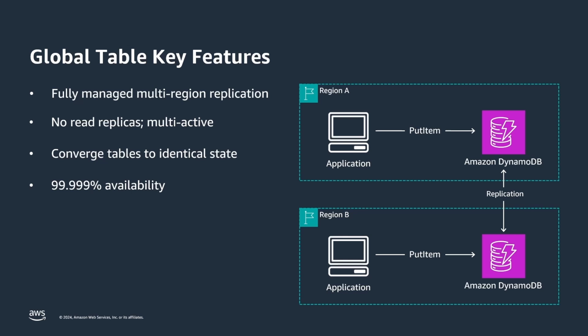Now you might be wondering, what happens when you're simultaneously writing data to multiple tables dispersed globally? Which one then becomes the source of truth? Well, the objective of global tables is to eventually converge all of the tables to an identical state. I'll explain this in more detail in the next slide. And then finally, with global tables, you enjoy a higher availability of 99.999%.